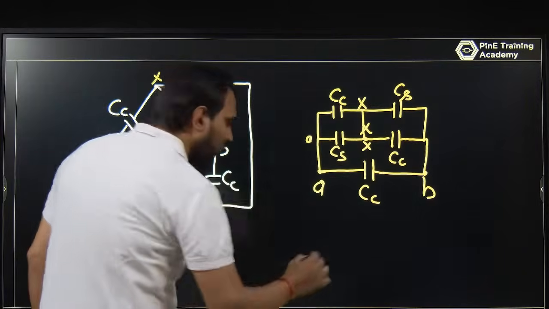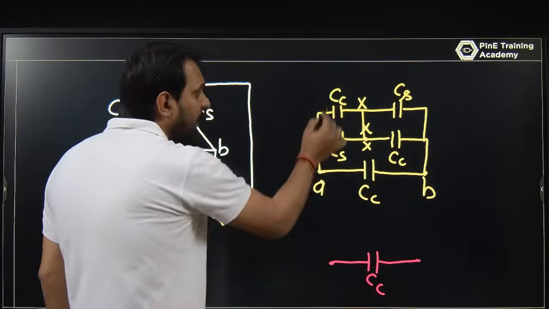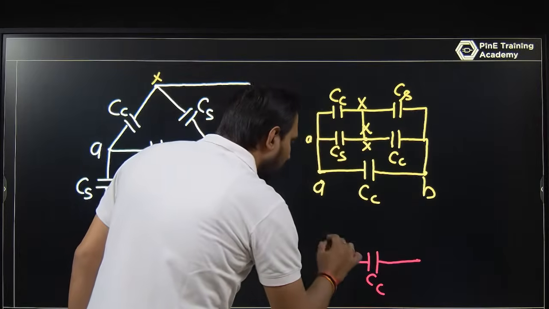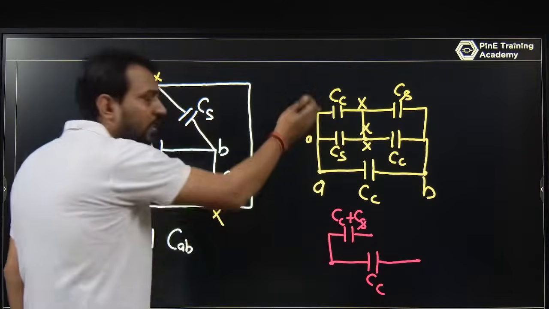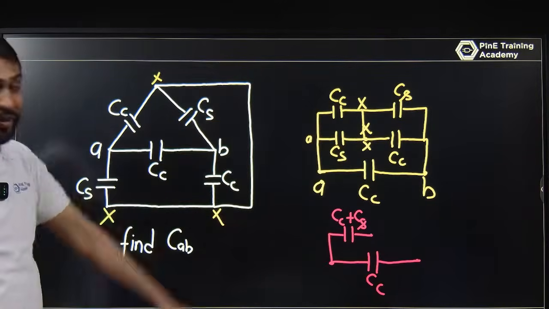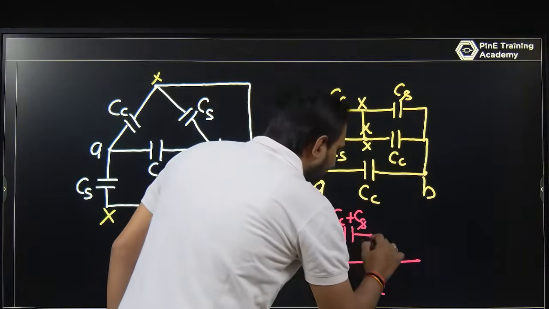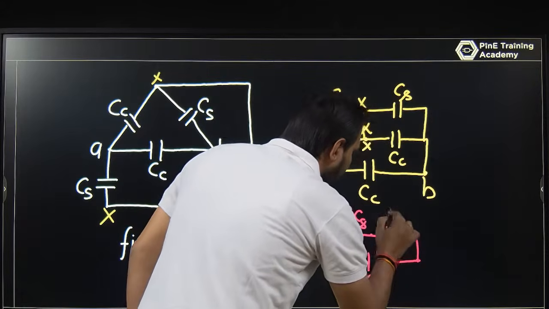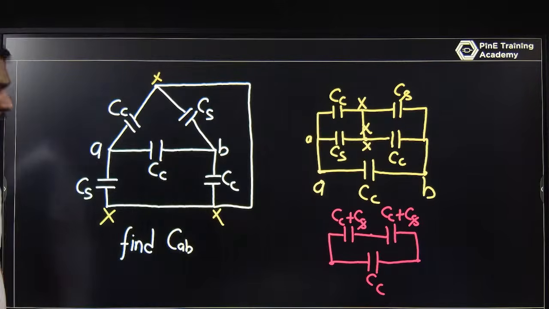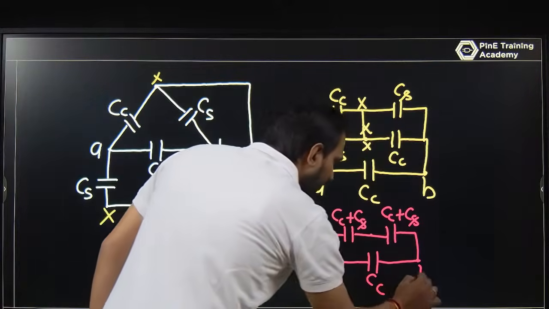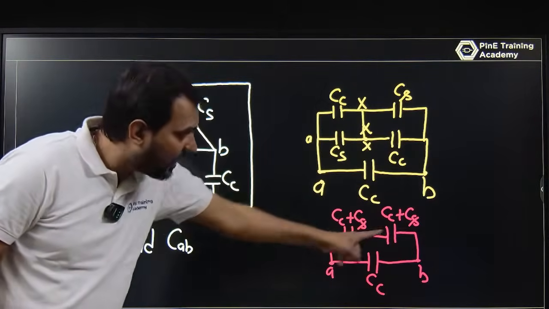So we can write it this way: A to B you have a Cc, and Cc and Cs are in parallel. So I can write this is Cc plus Cs now. Why? Because they are in parallel, and in parallel the capacitors add. And B to X, Cs and Cc add, because they are in parallel. And in between A and B, this Cc plus Cs and this Cc plus Cs, they are in series.